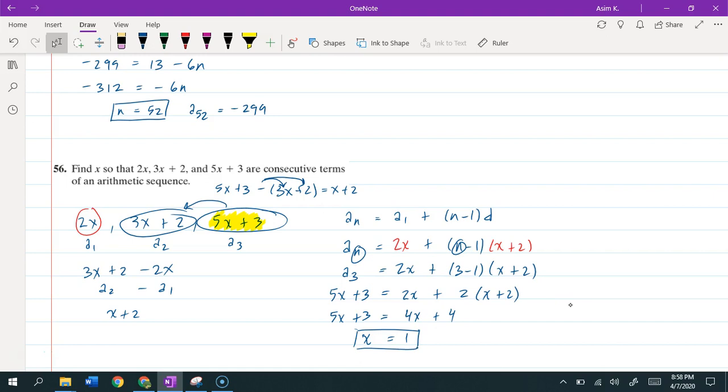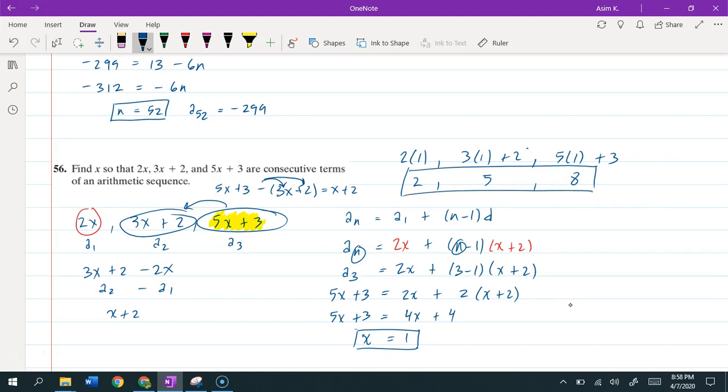So now let's plug back into this, right? 2 times 1, comma, 3 times 1 plus 2, comma, 5 times 1 plus 3. Let's see what we get. 2, 5, and 8. You see that? And so we have figured out these terms consecutively, and we've also figured out what the value of x was, and clearly this is an arithmetic sequence that we're looking at.